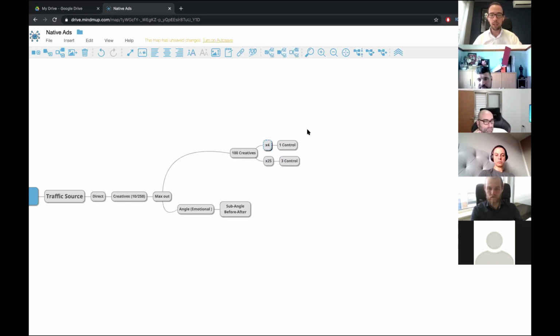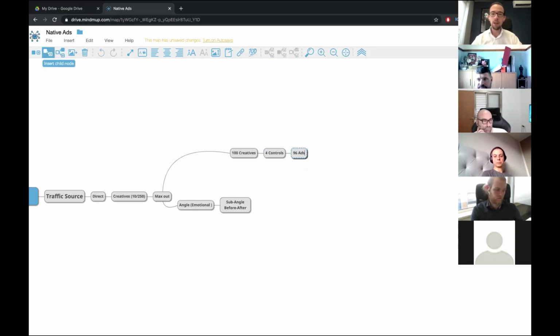You can see big skyrocketing numbers or not. So what this means is that because we want to keep the control base as small as possible, and the controls are the winning ads, right? The winning combinations. So what we end up with out of these 100 ads is 4 controls. What this means is that we're going to remove 96 ads.